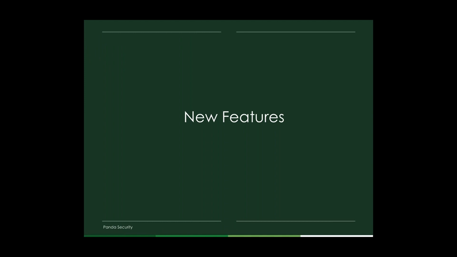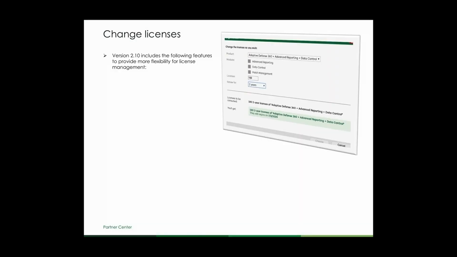So now let's get into some of the new features that we are going to be releasing with the Partner Center. One of the big ones here is changing licenses. Version 2.10, which is the new release, is going to include the ability to provide more flexibility with license management. Renewals is a big one.